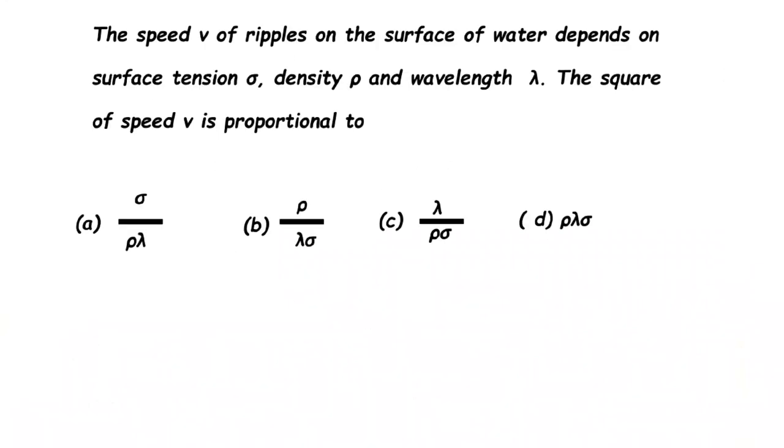The speed v of ripples on the surface of water depends on surface tension sigma, density rho, and wavelength lambda. The square of speed v is proportional to option A, sigma by rho lambda, option B, rho by sigma lambda, option C, lambda by sigma rho, and option D, rho lambda sigma.